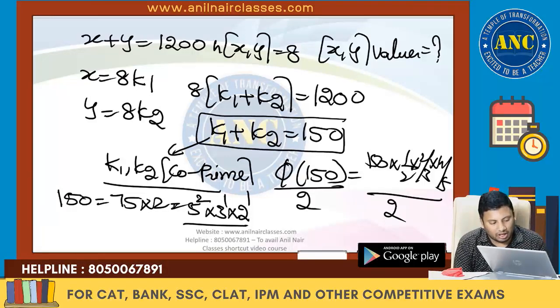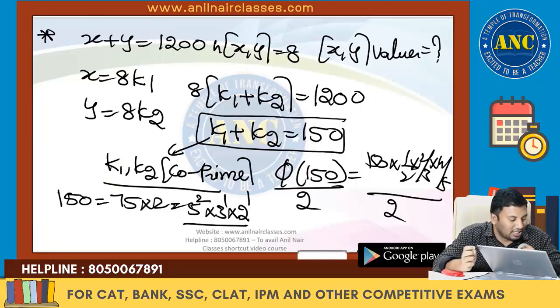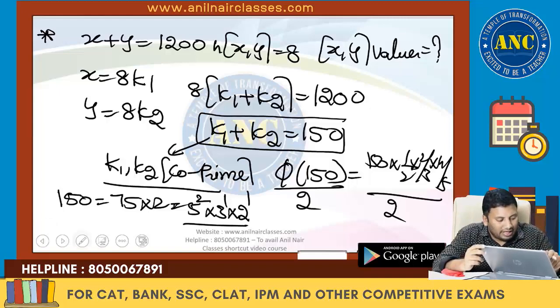k1 and k2 are co-primes. 150 is 75 into 2. So, totient of 150 by 2. This is one variation. Another variation could also be asked. What is that another variation? We will see.